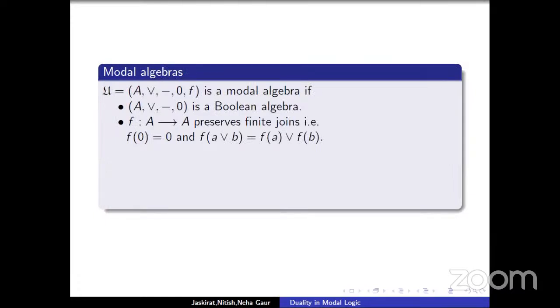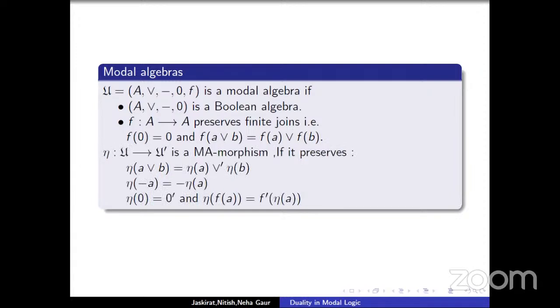Modal algebras. So modal algebras are basically Boolean algebras with an additional modal operator which preserves the additive property and the normality property. So how will we define a morphism between modal algebras? It is defined like this. A morphism between two modal algebras is a modal algebra morphism if it preserves all the Boolean algebra morphism properties and additionally the modal operator. Simply, eta of f of a is equal to f dash of eta of a.